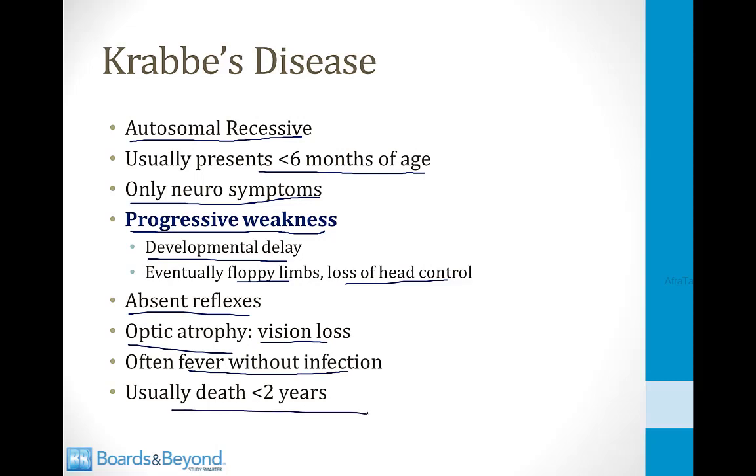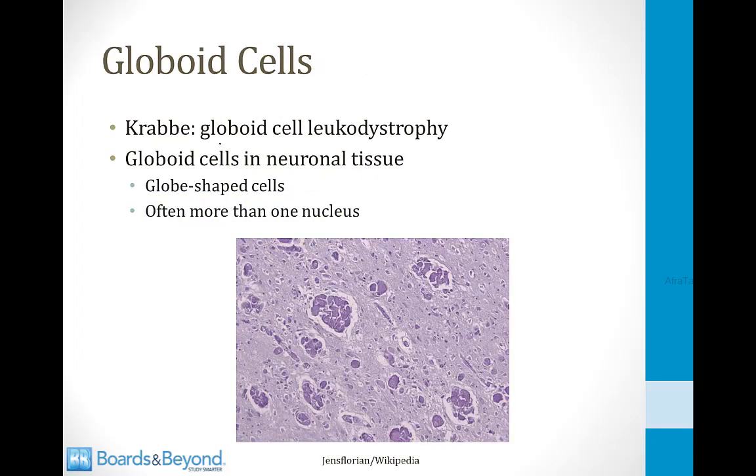If you Google this on YouTube, you can find some very sad videos of parents whose child appeared to be normal at birth and then developed Krabbe's and then slowly got weaker and weaker until the child died. Krabbe's disease is also sometimes called globoid cell leukodystrophy, because there are cells called globoid cells that you can see in biopsy specimens of nerve tissue. This is an example of a globoid cell on the screen here. They're globe-shaped, that's how they get their name. They often contain more than one nucleus, and they're the pathologic hallmark of Krabbe's disease.